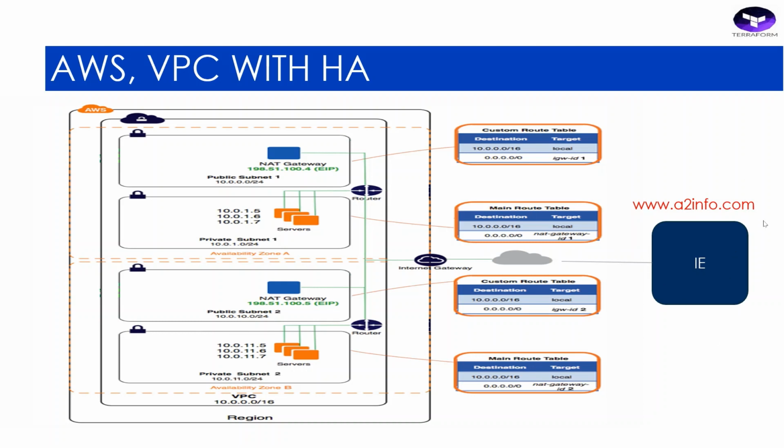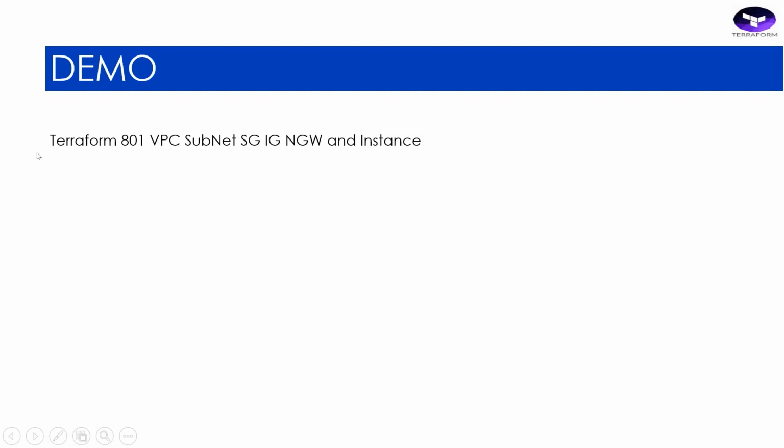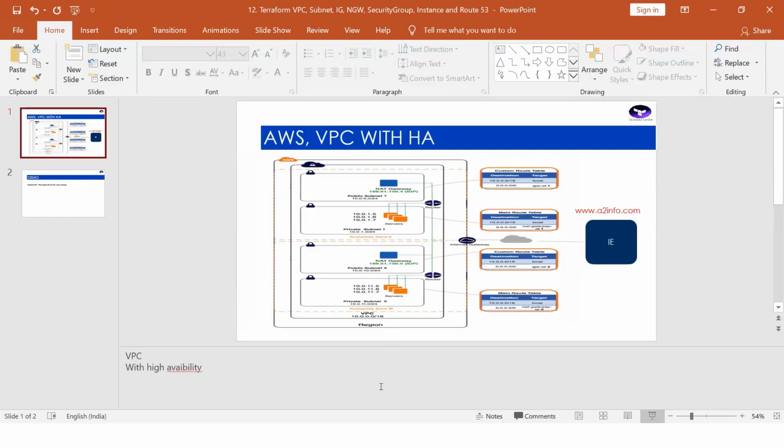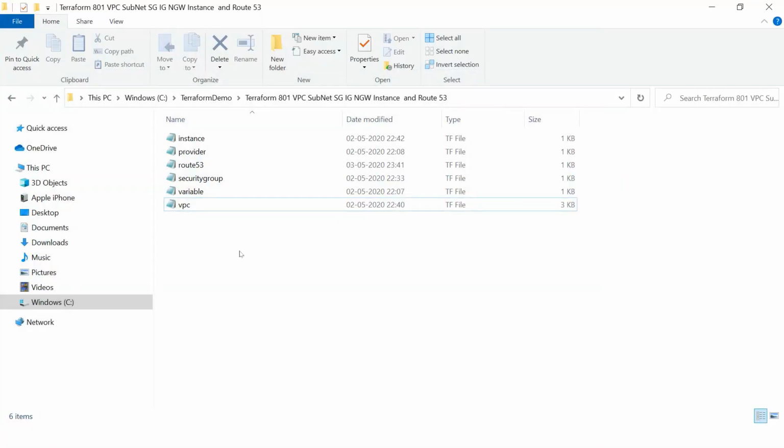So we will follow the same as the previous lecture. What we have additionally here is that instead of a public IP address, we are now going to access it with the help of Route 53, which is the DNS, and www.a2info.com. So let me go and do that in the demo. For the demo sections, we have Terraform 801: VPC, subnet, NAT gateway, instance and Route 53. So let me go through the file first.